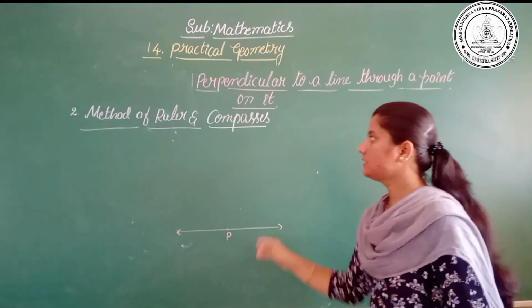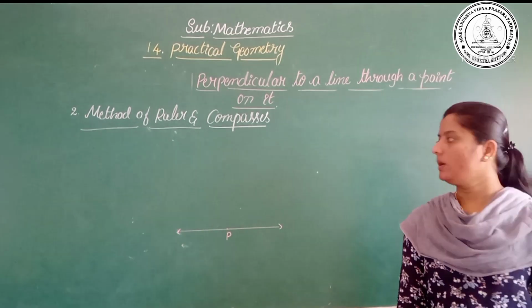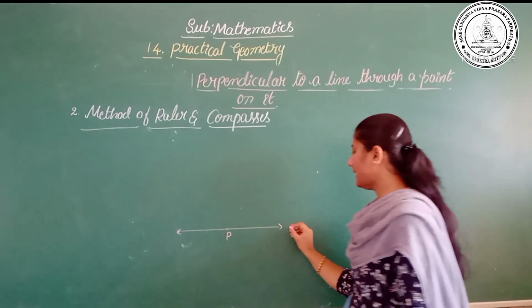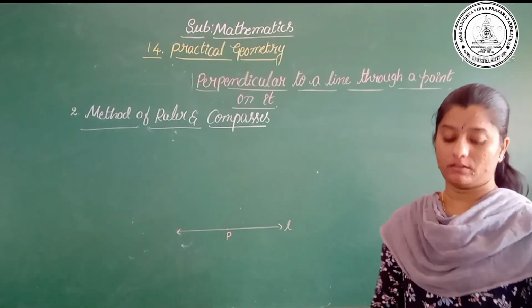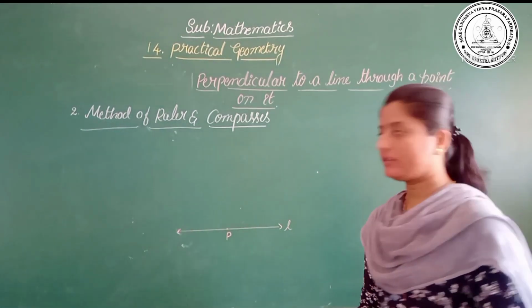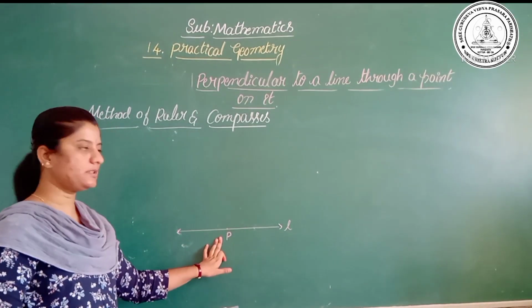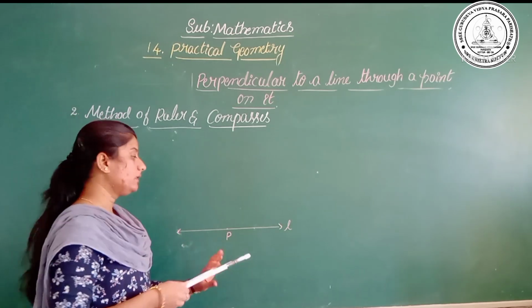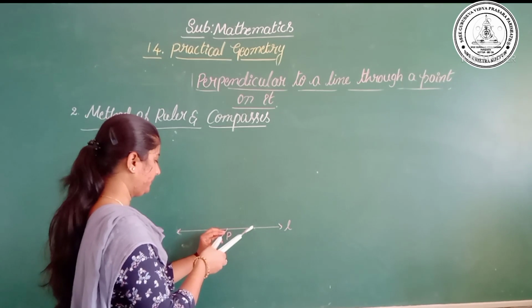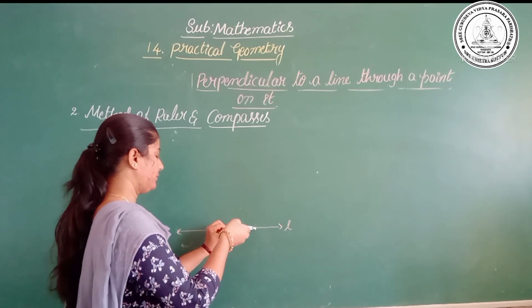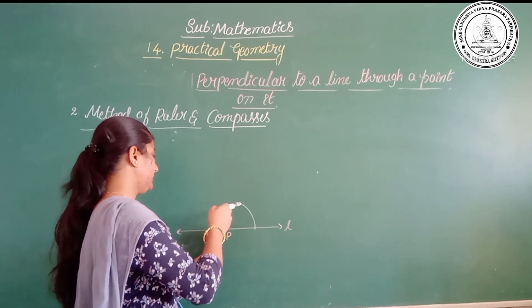And the second method is using the ruler and compasses. First we have to draw a line L and mark the point P. Now take a convenient radius with the center P and draw a semicircle. You may take 3 centimeters and draw a semicircle with the center P.